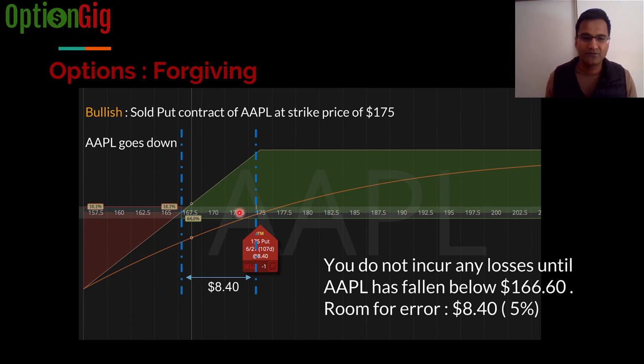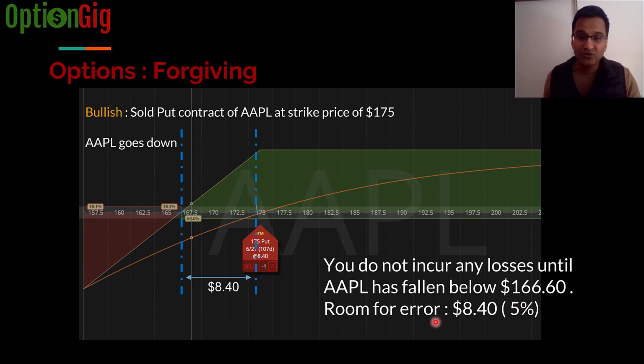Options. This was the option of selling a put contract. You sold an option at 175 thinking that the stock will go higher, but the stock doesn't behave the way you want it to. The stock actually went lower than 175. But see, your portfolio has a lot of margin for error, because you only start to make a loss if the stock falls below $166.60. So you have a huge margin for error, which is $8.40. This is your safety margin. In the stock case, there was no margin at all. In options, you have $8.40 of margin of error, which is almost equivalent to 5%.